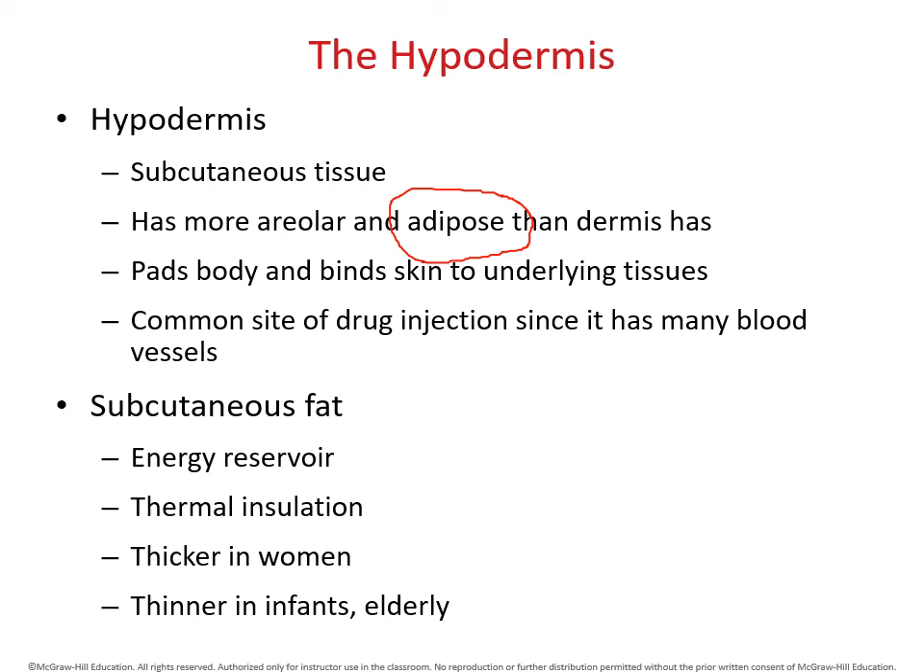Because of its high levels of adipose tissue or subcutaneous fat, we can also see that at the bottom of the slide, it points out that the hypodermis can serve as an energy reservoir, also for thermal isolation, so for keeping the body warm. And from a genetic standpoint, we see that women tend to have a thicker layer of hypodermis. Part of this comes from the ability of carrying a child. Carrying a child is something that requires lots of energy, so your hypodermis can store adipose tissue there for consumption during pregnancy. And of course, in infants as well as in the elderly, this layer does tend to be a little bit thinner.